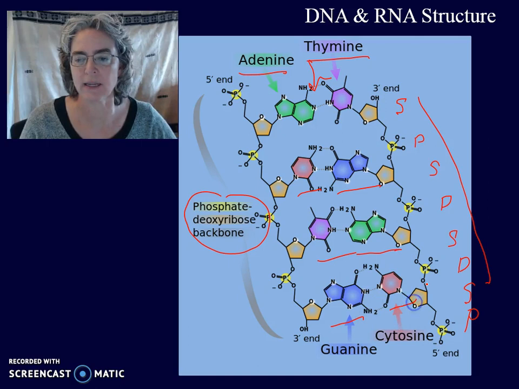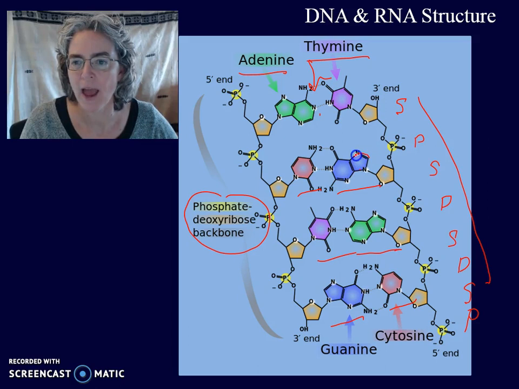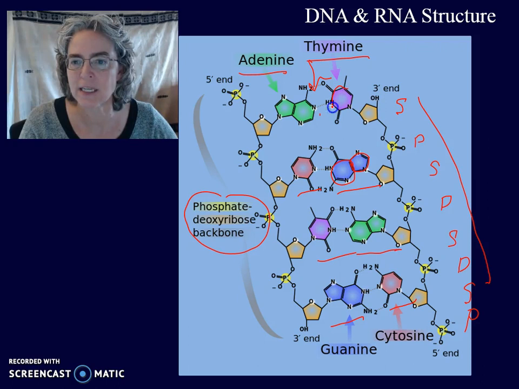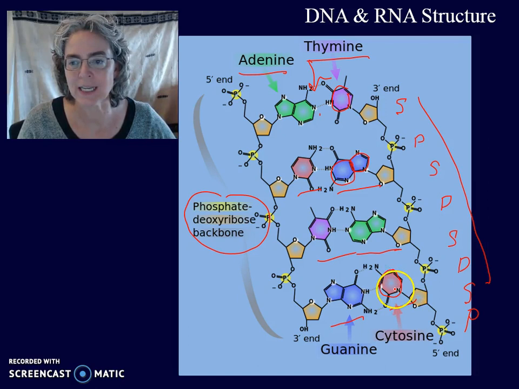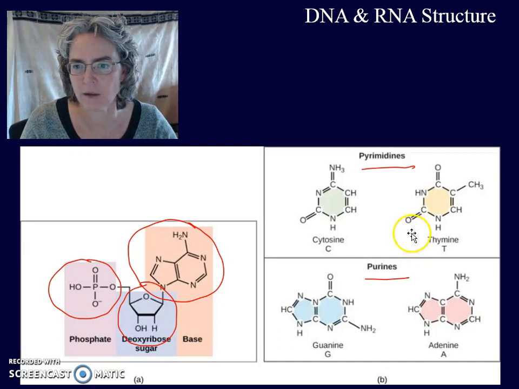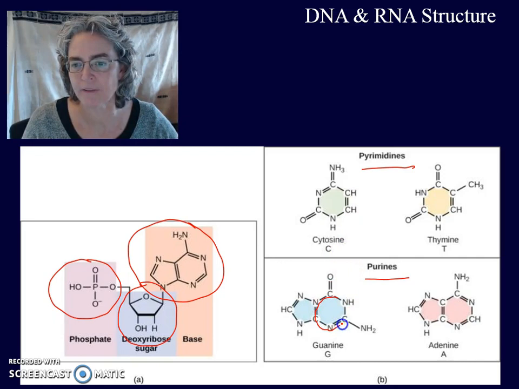The thing you should notice between these nitrogenous bases is that adenine and guanine both have two carbon rings in their molecule, and thymine and cytosine have single rings. So cytosine is a much smaller molecule, and adenine and guanine are much bigger molecules. So that's the difference between the two: pyrimidines have one ring, and purines have two rings.